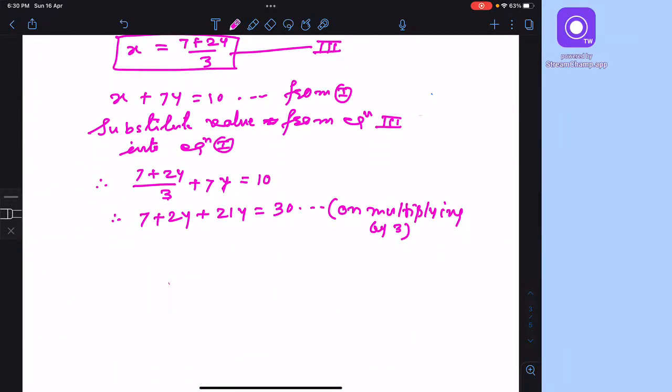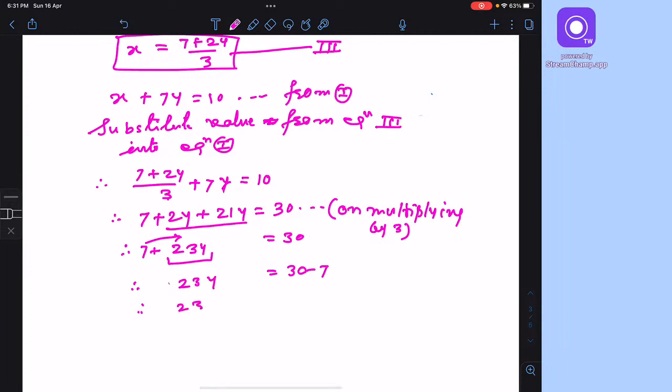So here, this we can simplify. 7 plus 2y plus 21y is 23y is equal to 30. Now keep the term containing one variable on one side. So 23y is to be kept on one side. 30 is already on the right hand side. It will remain like that. And transfer 7 to the other side, so this becomes minus 7. Now you can simplify this as 23y is equal to 23.